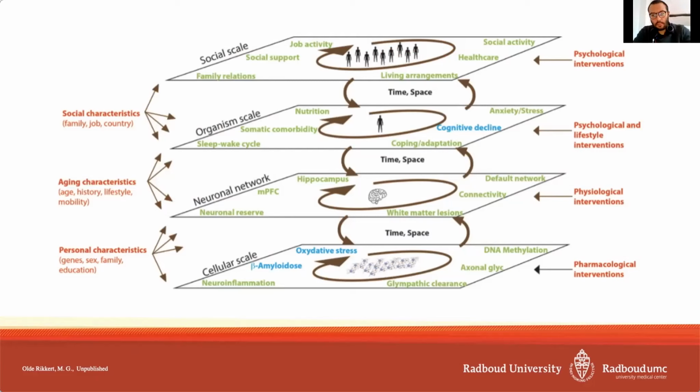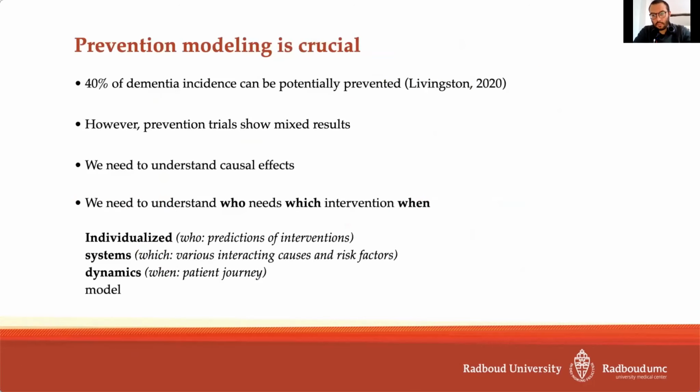Now, since there aren't any disease-modifying treatments available, preventing the disease by timely intervention on several of these factors is crucial. Luckily, prevention seems promising. A recent landmark study suggests that 40% of dementia incidents can potentially be prevented through the elimination of 12 modifiable risk factors, such as depression, hypertension, and hearing loss. However, actual preventive intervention trials, which have targeted multiple of these risk factors, have shown inconsistent results.